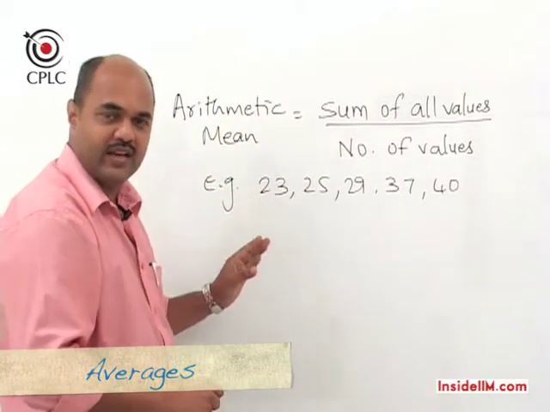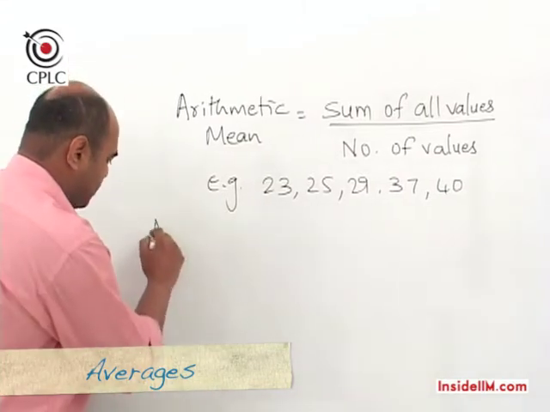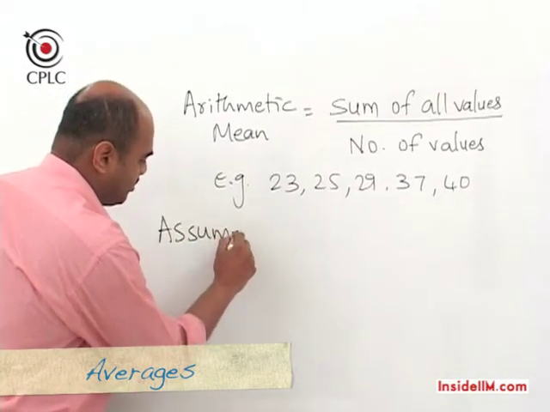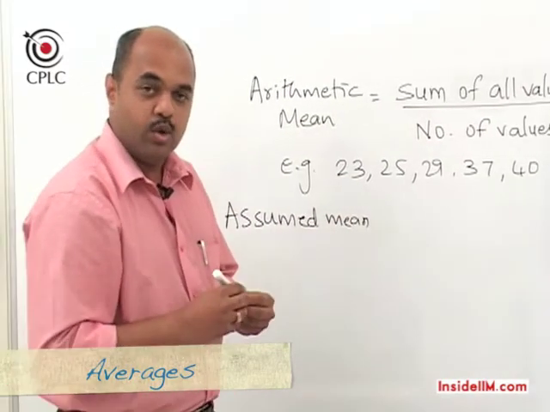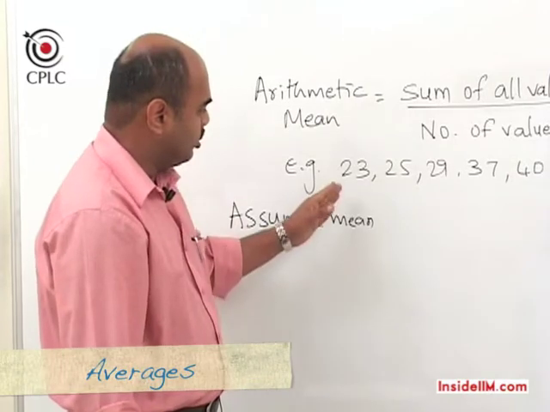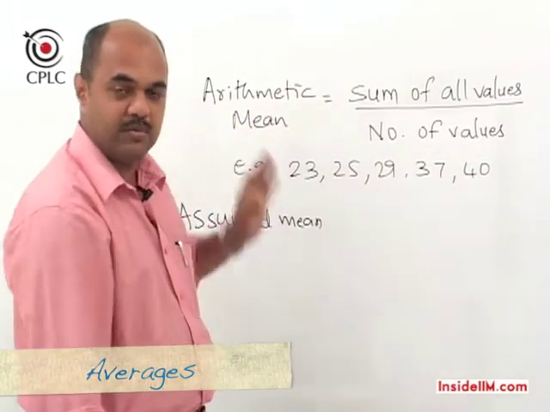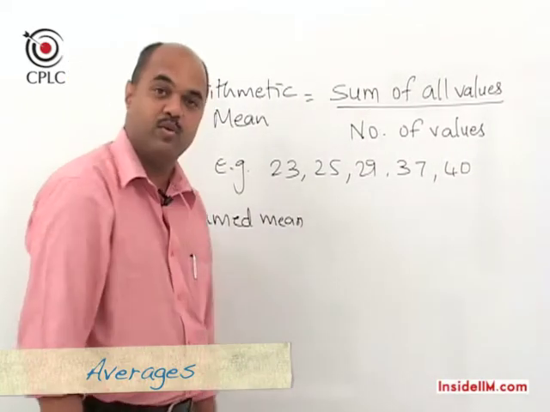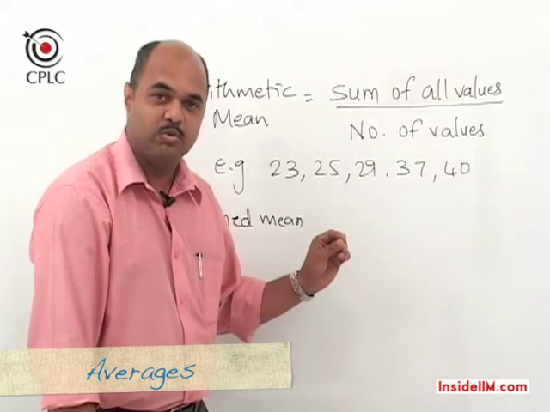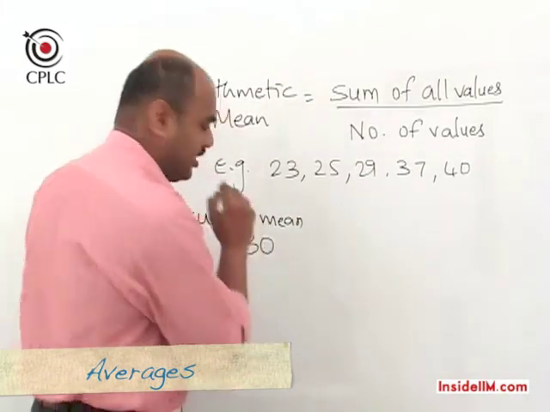There's another way of calculating the value of arithmetic mean, and that is known as the method of assumed mean. Now what this method actually does is we consider any value between 23 and 40 as the value of the arithmetic mean. We are assuming a value as the mean. So let's take an example where we say the value of the assumed mean is 30.